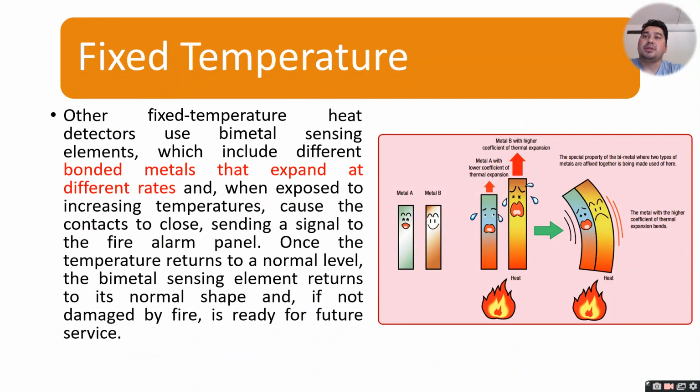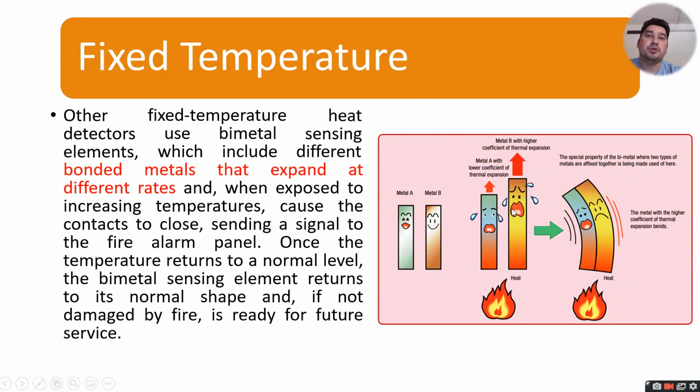Then other fixed temperature heat detectors use bimetal sensing elements, which include different bonded metals that expand at different rates. When exposed to increasing temperatures, they cause the contacts to close, sending a signal to the fire alarm panel. Once the temperature returns to a normal level, the bimetal sensing element returns to its normal shape and, if not damaged by fire, is ready for future service. So metal A and metal B. Metal A has a lower coefficient of thermal expansion, and metal B has a higher coefficient of thermal expansion.